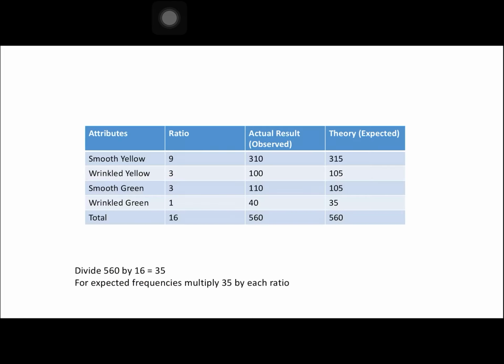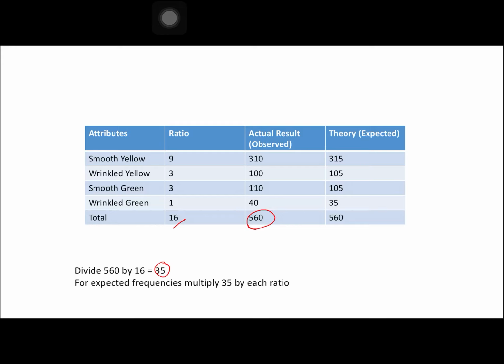For our computation, how are we going to compute for the expected value? We are just given the ratio. So here, what we are going to do is to get the total of the ratio, that is 9 plus 3 plus 3 plus 1, that is equal to 16. Then, we divide the total of the actual result or the observed values, that is 560, divided by 16, we have 35. So, 35 for the expected frequencies, 35 will be multiplied by each ratio.